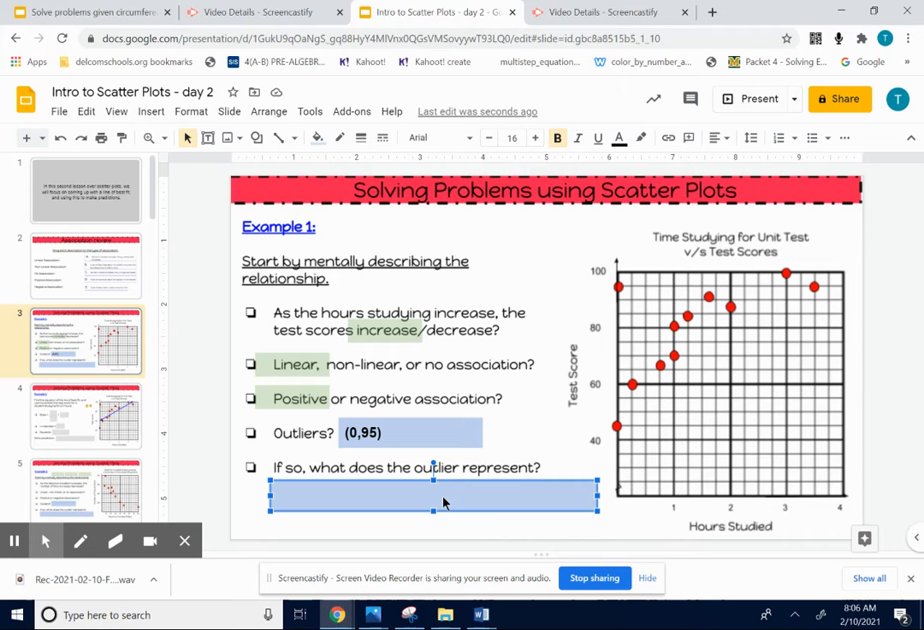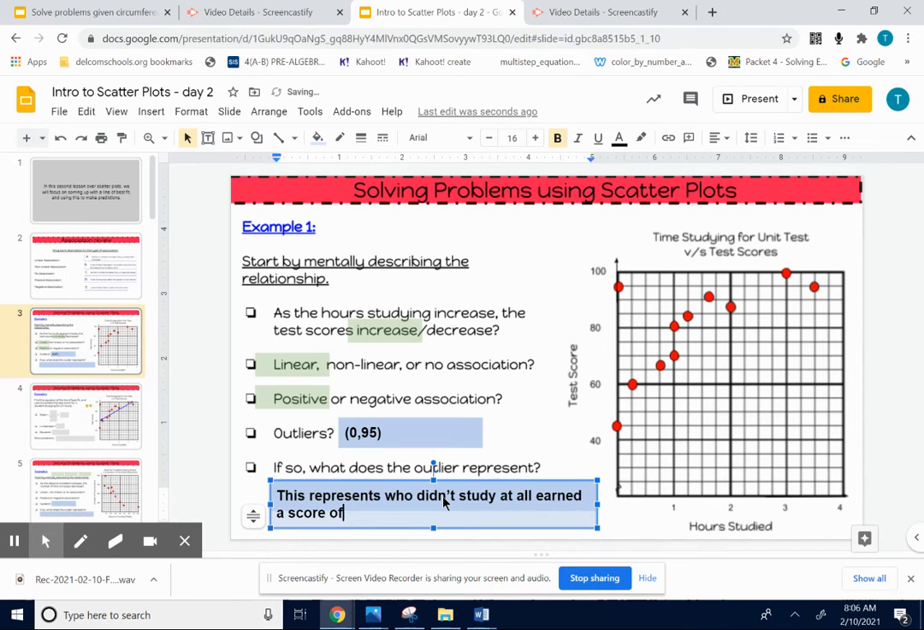So the outlier represents a student who didn't study at all, but earned a score of 95. You could word that other ways, but that's definitely an outlier. And maybe he's fibbing. Maybe he really did study. But that's what it shows: the student that didn't study at all earned a score of 95.